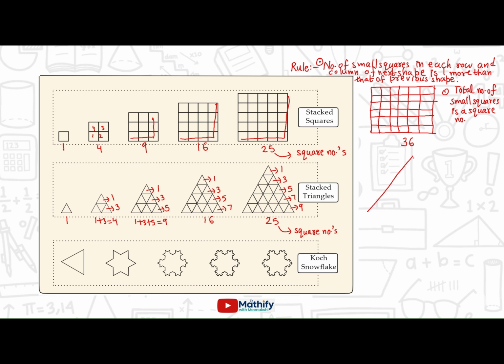That means how many lines do we want? You have to add here 1, 2, 3, 4, 5. So here you will add 6. 1, 2, 3, 4, 5, and last 6. Okay, so you have to draw triangles. In the first step, we have 1, then we have 3, then we have 5.